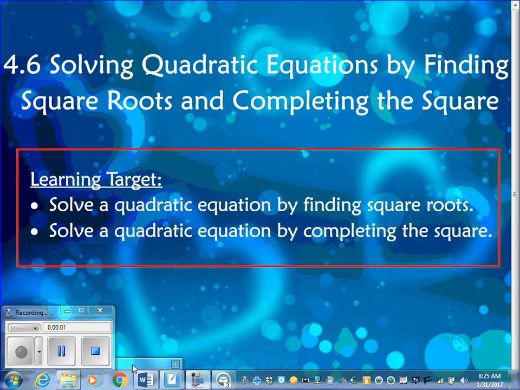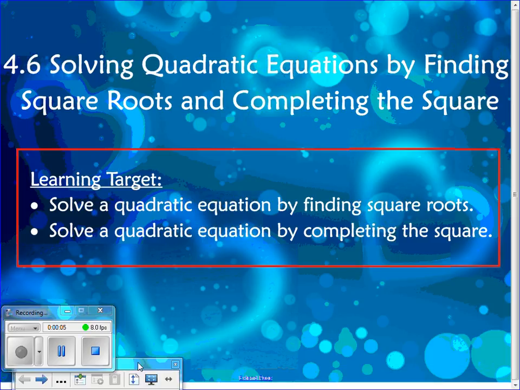All right, guys, we are moving on into section 4.6. This section actually has a lot in it. We're going to spend a couple days in just this section. So this one we're going to learn how to solve by finding square root method, and we're also going to do completing the square. So we're going to do square root method today, and then we'll do a little more practice tomorrow with square root and start completing the square, and then we'll finish completing the square the next day. And then we'll spend a day kind of practicing it all together. All right, so finding the square root method, that's our focus for today.